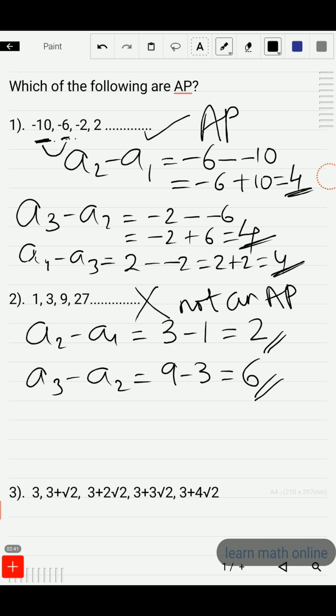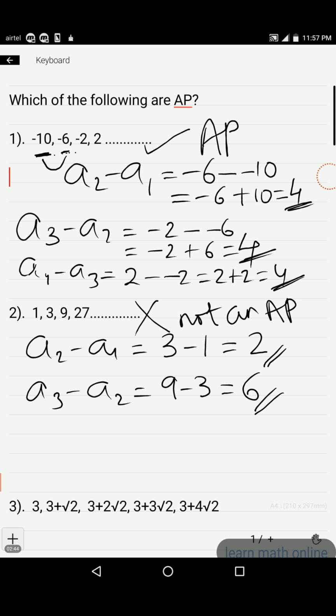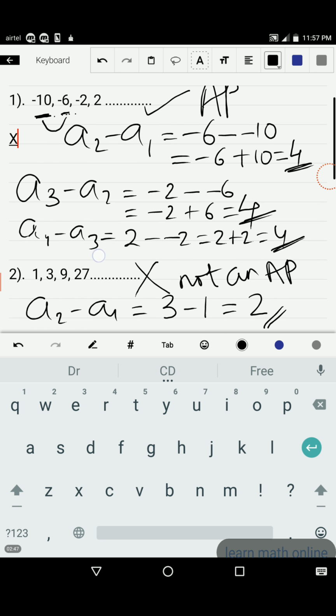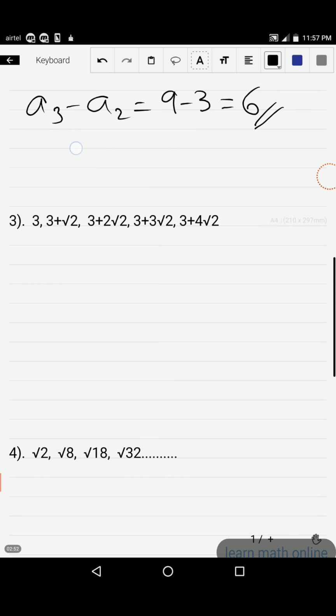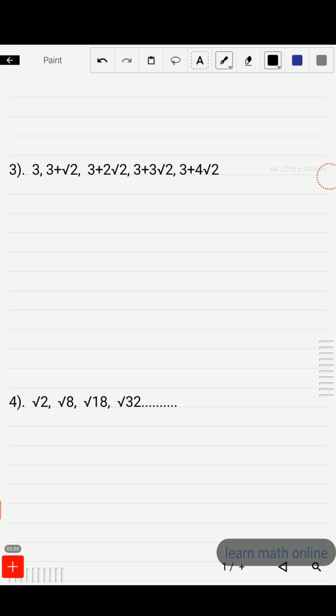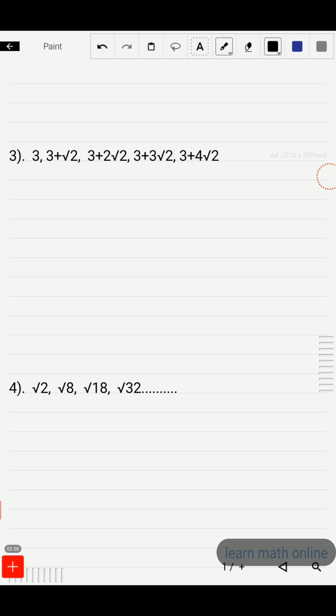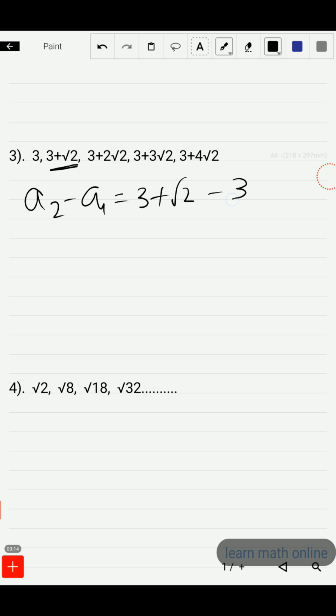Now we have a few more problems here. Let us check the third one. This is the second term and this 3 is the first term. So we should write A2 minus A1. What is A2 minus A1? It is 3 plus root 2 minus 3. So 3 minus 3 will become 0, and we will have root 2 only left.